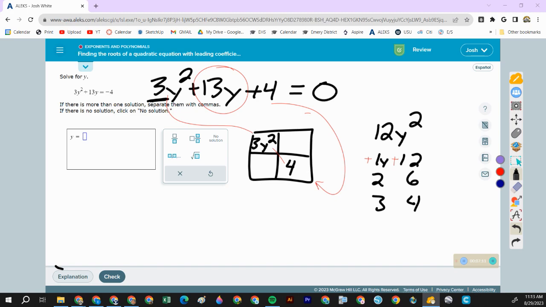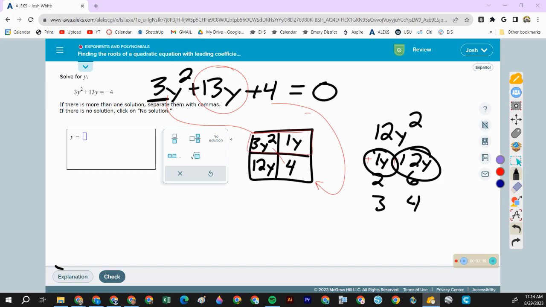So 1y and 12y, and that will always be the case. These are the numbers that go in the remaining two boxes, and where you put them doesn't matter. So 1y and 12y. And now we just factor. What does the top row have in common?